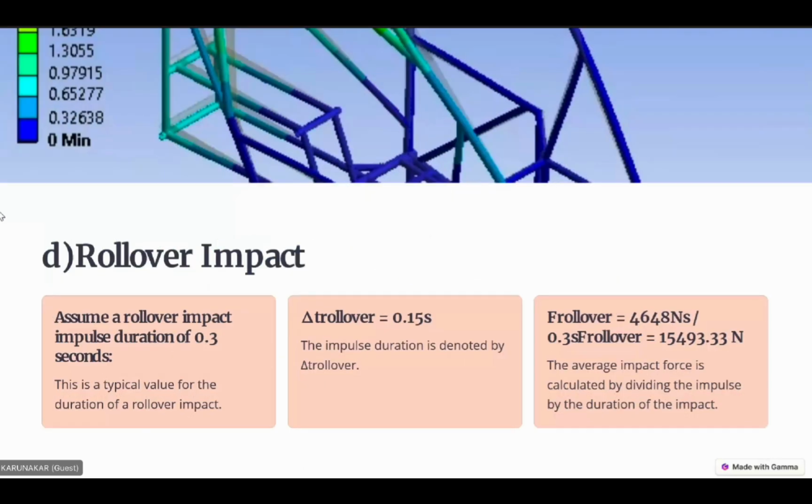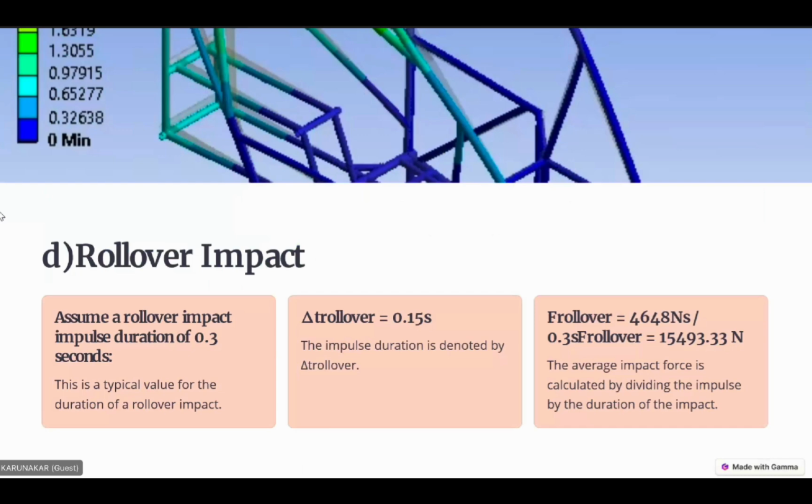Coming to the rollover impact analysis, it assumes 0.3 seconds of duration time, where still this Δt is denoted by 0.15 seconds, and the front rollover force is 15,493.33 newtons. The average impact force is calculated by dividing the impulse by the duration of impact.